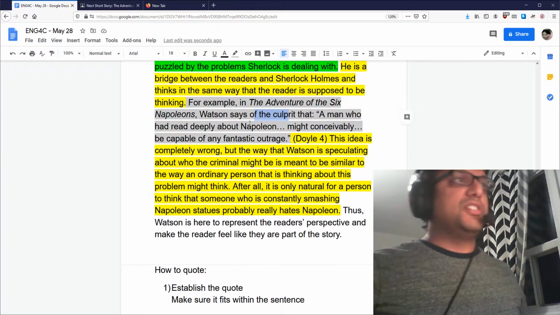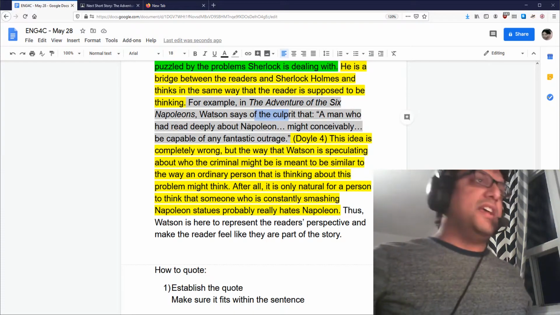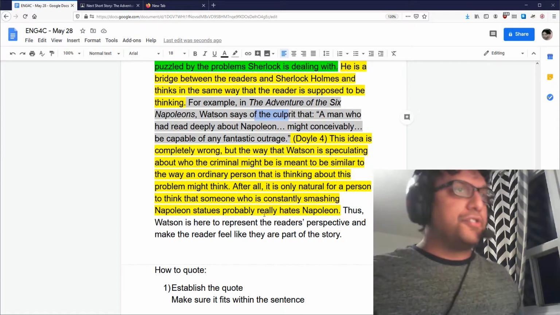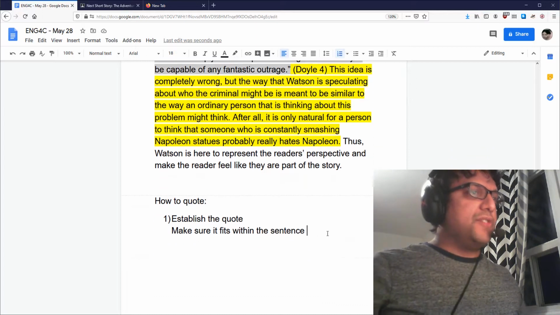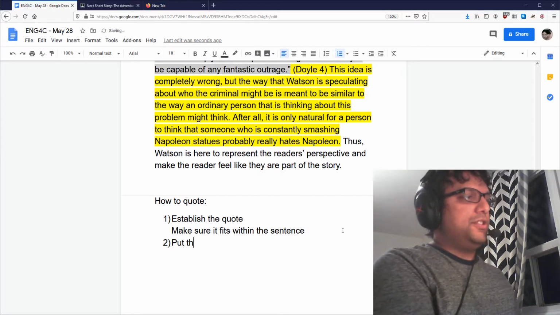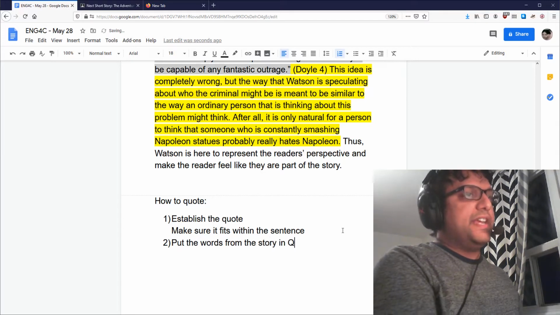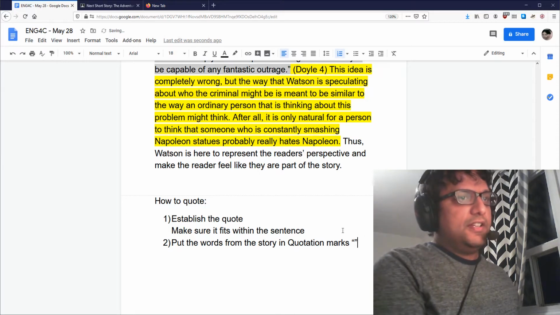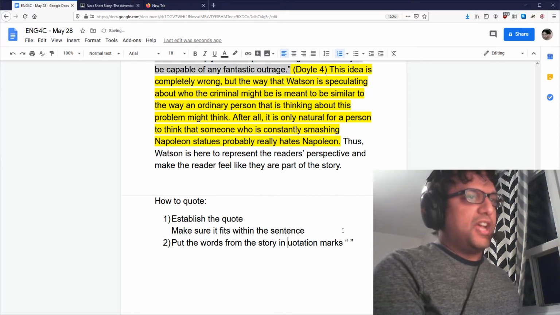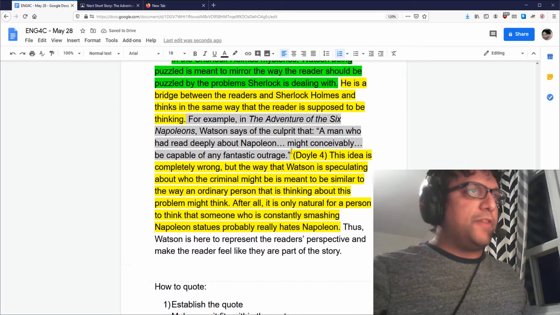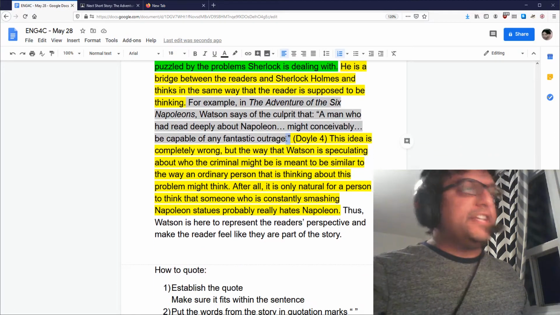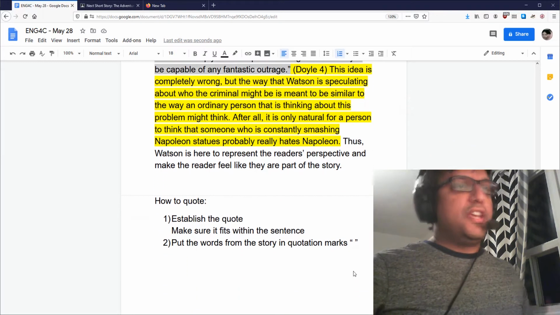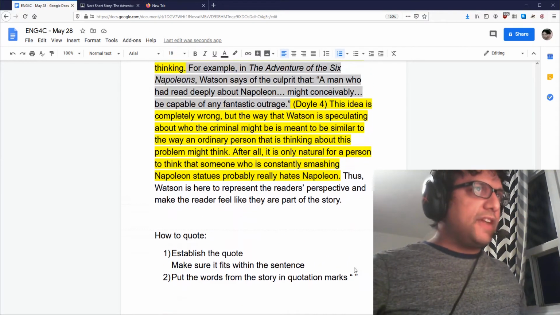Make sure it says Watson says of the culprit, or Sherlock Holmes says of the criminal, or the emperor says of this guy, right? Make sure you talk about that. So, you do that, then you put the words from the story in quotation marks, right? These things here are quotation marks. They have to be on either side. You'll notice, by the way, I do it here: the period at the end of the sentence goes before the quotation mark. So you gotta put everything you quote in quotation marks, right? So that has to happen.